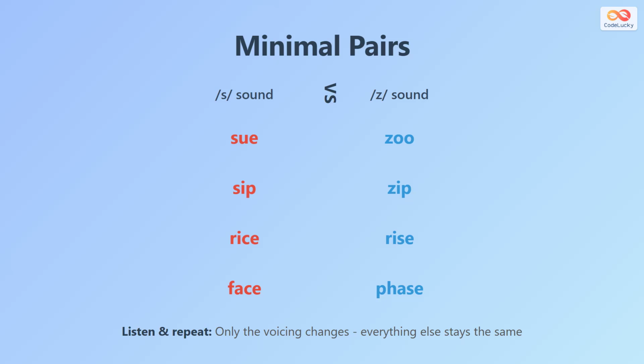When you listen to and repeat these pairs, focus only on the voicing difference. Everything else remains the same. Listen and repeat each pair 3 times, feeling the vibration in your throat with your hand.